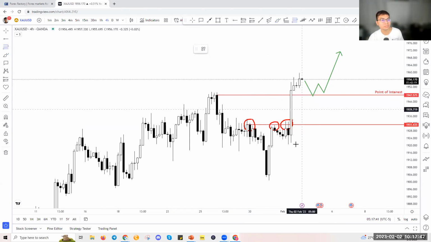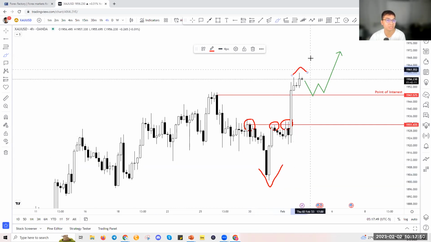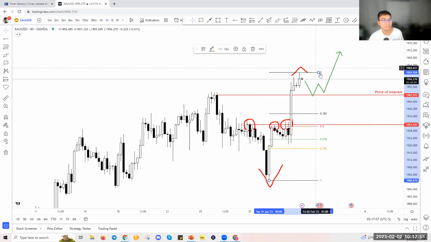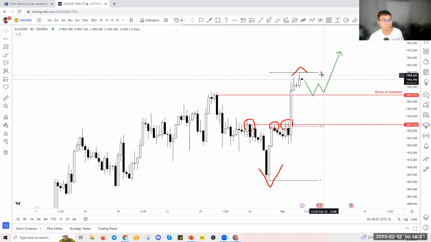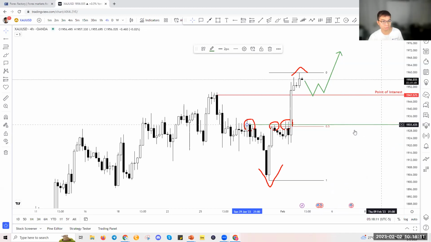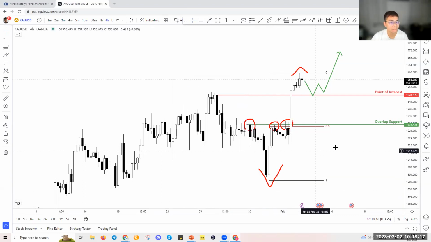So adding confluence to the trade idea, I'll be drawing a Fibonacci line from the previous swing low to the current price right there, so from the bottom towards the top. I enable all the Fibonacci. You actually notice that the 50% Fibonacci line is in place with the overlap support area. So just write it out, overlap support. That could be an area that we are looking at for buys.